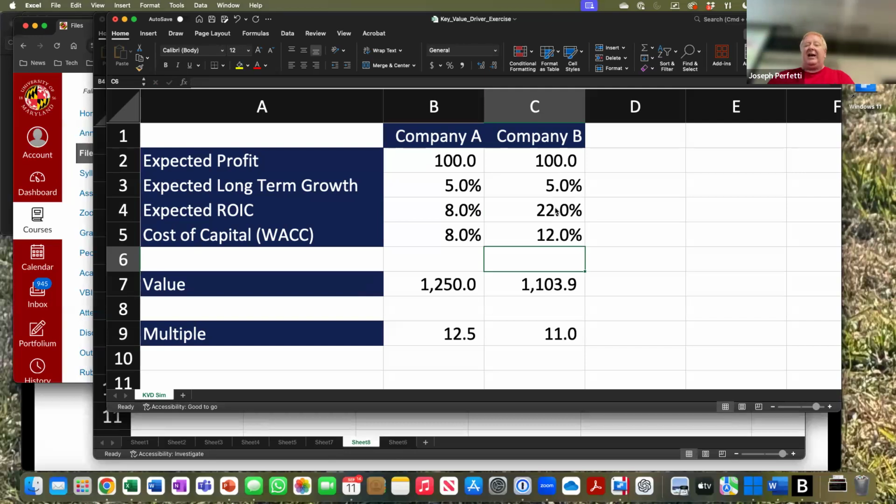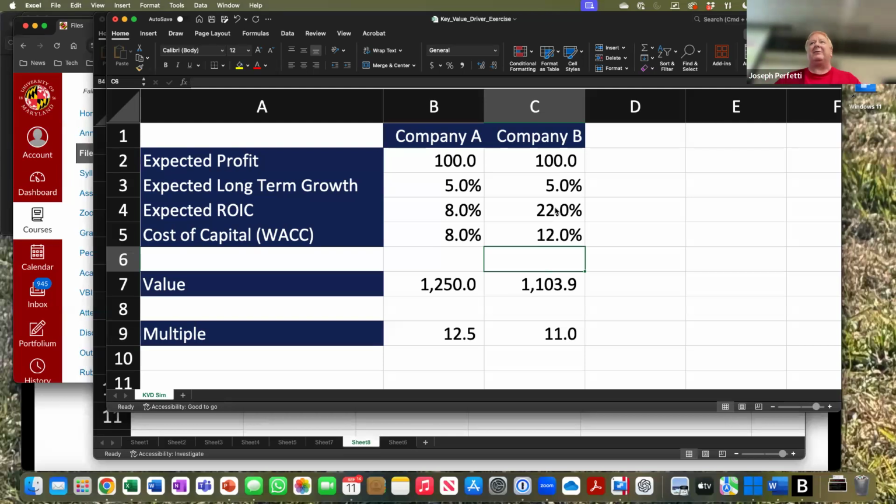So in the case of company A, even though they still have a zero spread, 8 and 8 versus 10 and 10, their multiple and value are higher because I'm discounting those cash flows at the WACC. And if I discount those cash flows at a lower rate, they're worth more. Company B has the same spread, just a 22% ROIC against a 12% WACC. When the WACC went from 10 to 12%, even though the spread stayed the same, the value went down because I'm discounting those cash flows at a higher rate, and therefore you're worth less.